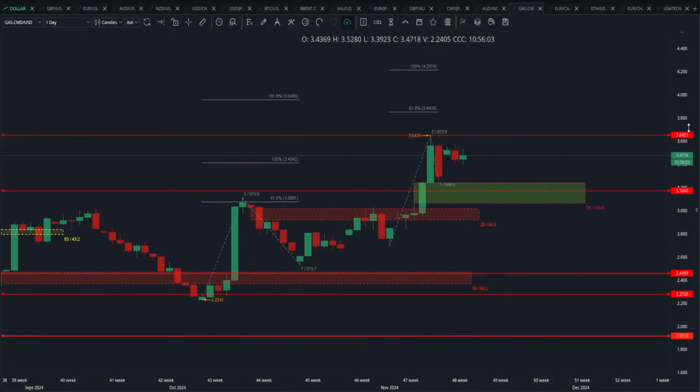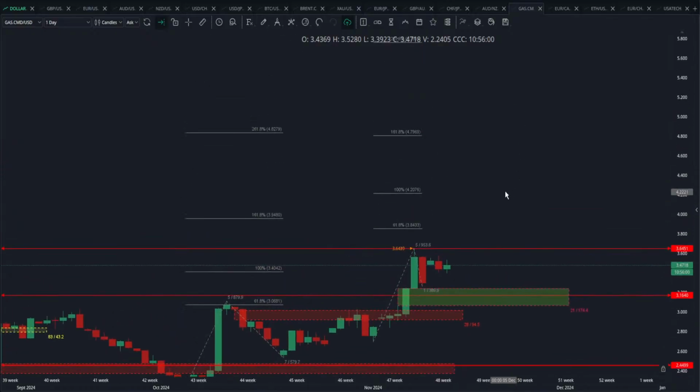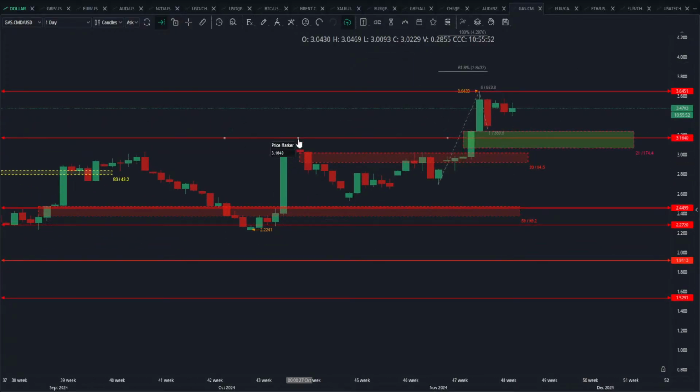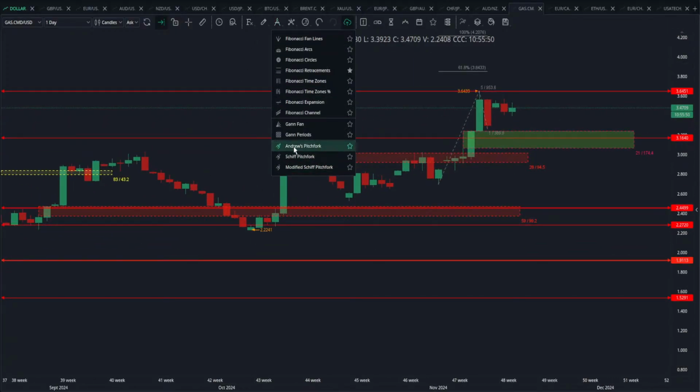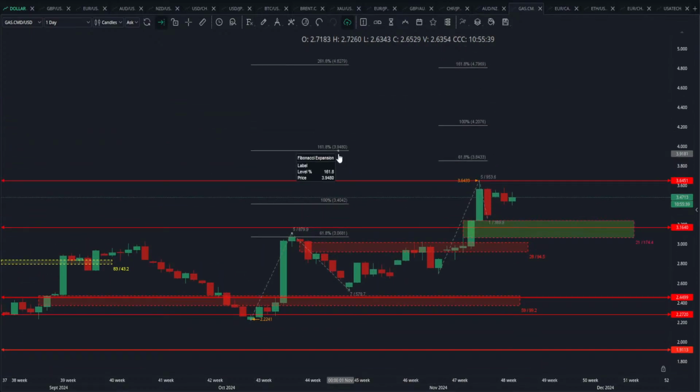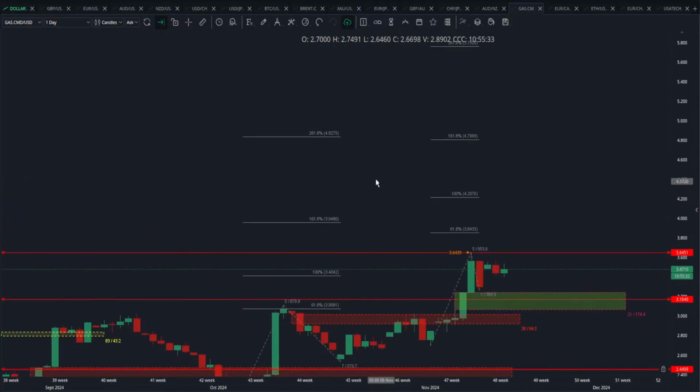Okay, so these are your planned projections on the upside. Let's see how things unfold, guys. Now, from this point, if you see the planned projections or Fibonacci expansions, you can ascertain that 100% is taken out. Now the next is 3.948. Thereafter it is 4.827.